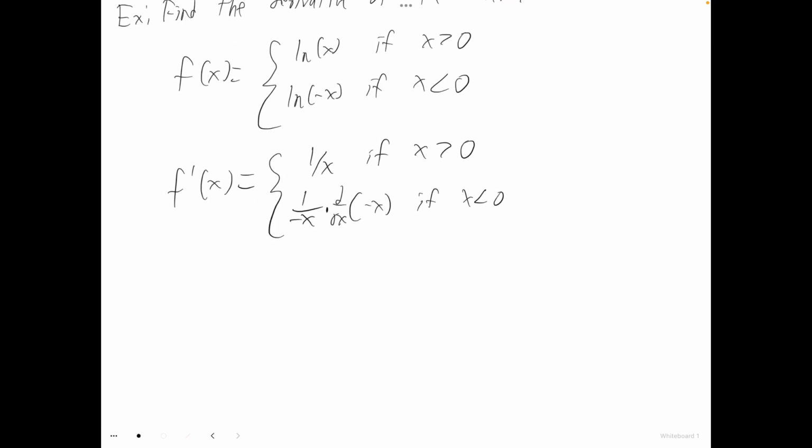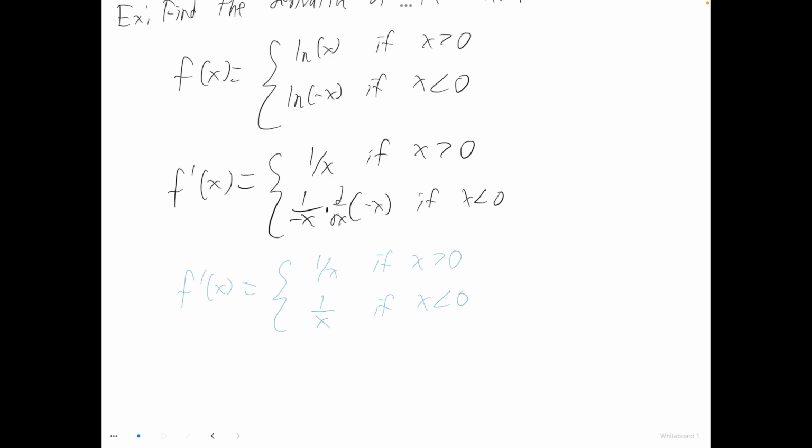And we don't have to worry about what happens at 0, where we would change equations, because ln is not defined there. And so we then have that the derivative is equal to 1 over x if x is greater than 0, and then it's going to be 1 over x if x is less than 0 as well, because the derivative of negative x is negative 1. So negative 1 over negative x is just 1 over x.